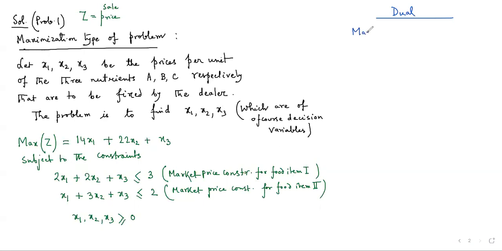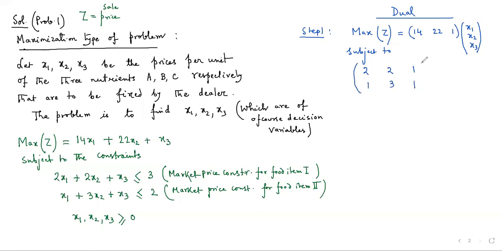So step number 1, we can write this as max of z, the matrix 14, 22, and 1 multiplied by the column vector x1, x2, x3, and subject to the constraint, this coefficient matrix, 2, 2, 1, 1, 3, and 1, multiplied by the column vector x1, x2, x3, less than or equal to 3 and 2.